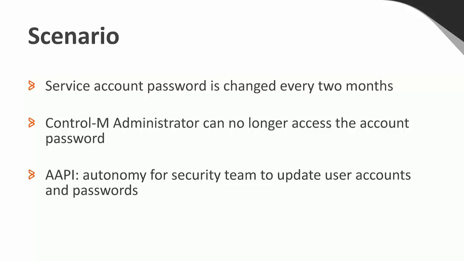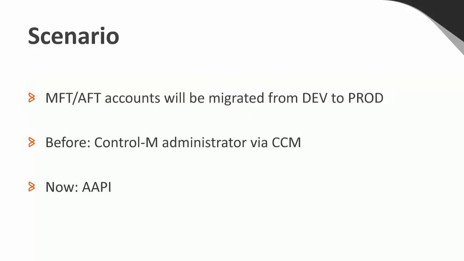Before Automation API, the password update was executed by the ControlM administrator using the CCM. Now, with the Automation API, it's possible to run CLI commands to interact with ControlM and set a new password for existing run-as accounts. It will make this process more flexible, secure, and dynamic.